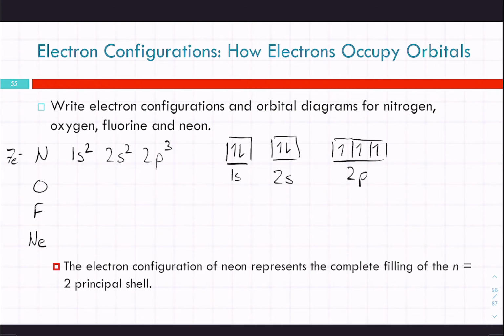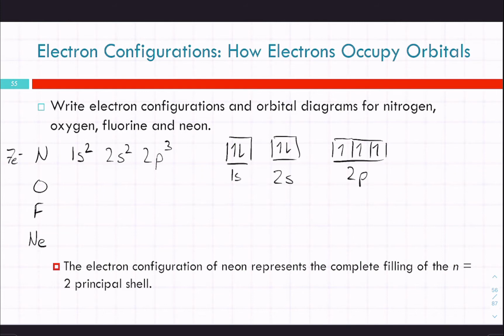Okay, from nitrogen now, let's switch it up a bit, and let's try to just use the periodic table to figure out what orbitals we're going to fill. So if we look for oxygen on the periodic table, what block is oxygen in? It's in the p block. So our last orbital is going to be p.